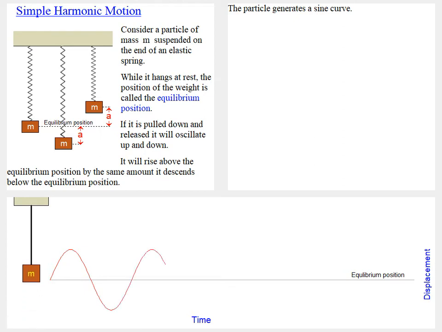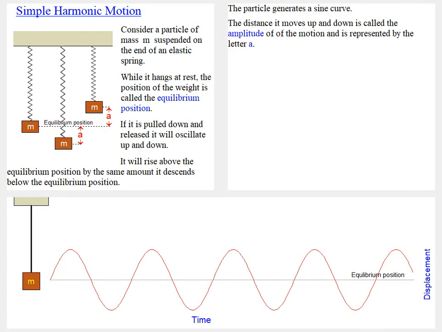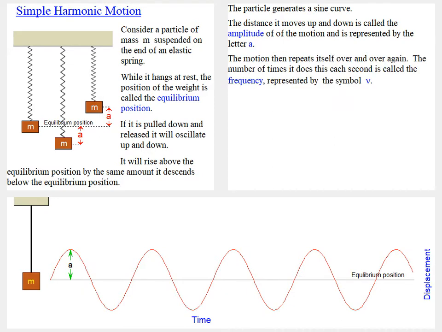As the mass moves up and down, we can construct a graph to show its motion. The distance it moves up and down is called the amplitude of the motion and is represented by the letter A. The motion then repeats itself over and over again. The number of times it does this each second is called the frequency, represented by the letter nu.